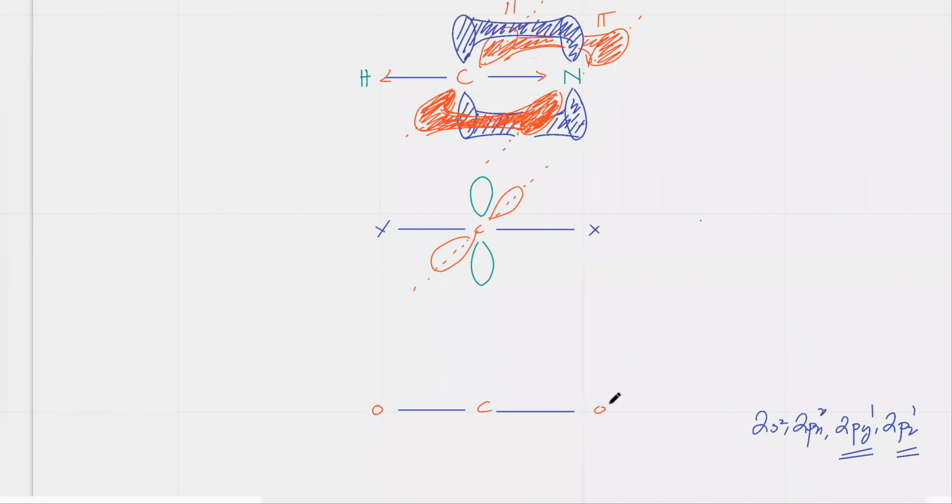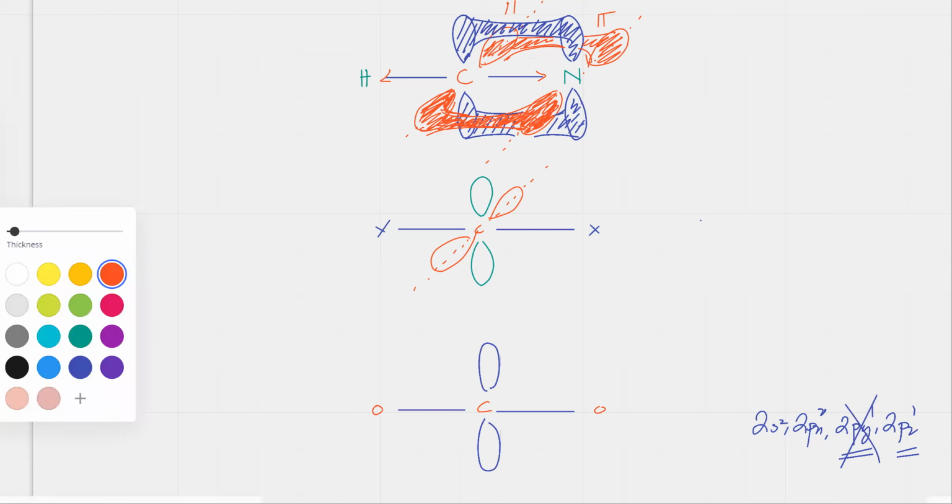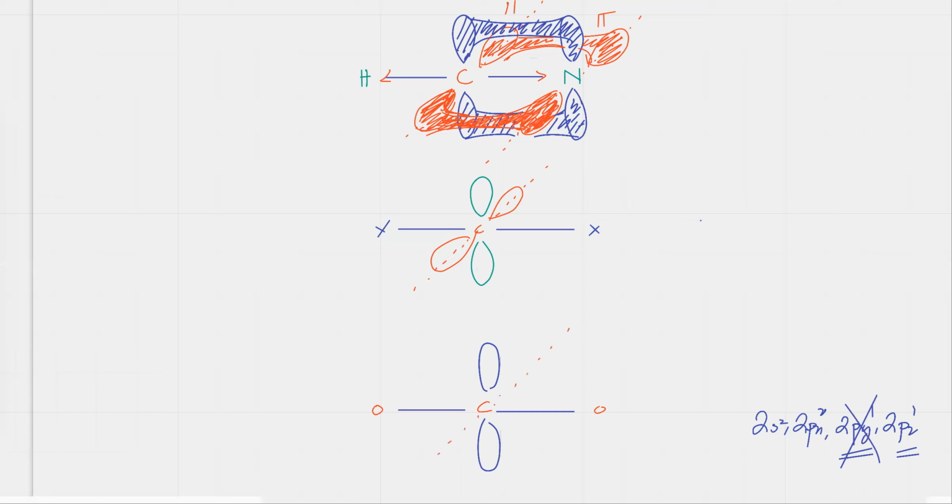Now oxygen did get 1 electron from carbon, so one of the orbitals is full. The other oxygen also gets an electron, so one of its orbitals is already full. Carbon has 2 spare orbitals now. 1 electron went here, 1 electron went here. So there are 2 electrons that are still available. No one is attracting those 2 electrons. So you have a 2py and you have a 2pz, which is lying on the z-axis.